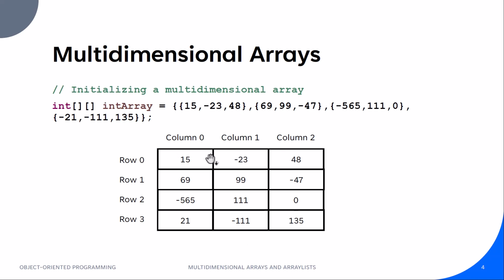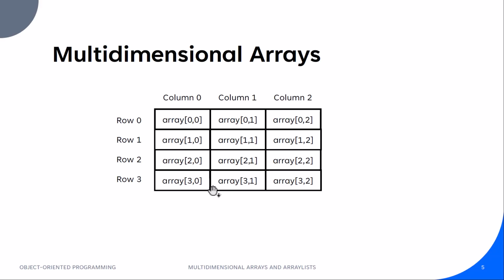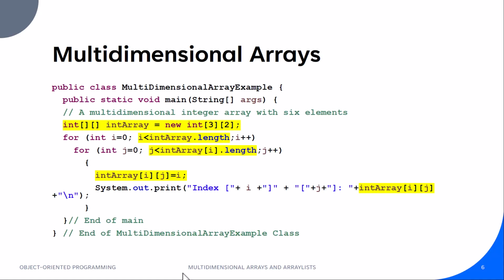And this is the table that we are filling with initializing this two-dimensional integer array. And this table shows which array elements go to which rows and columns. So this is array 0, 0, this is array 0, 1, array 0, 2, and array 1, 0, and so forth. Let's see an example of multidimensional array in code.